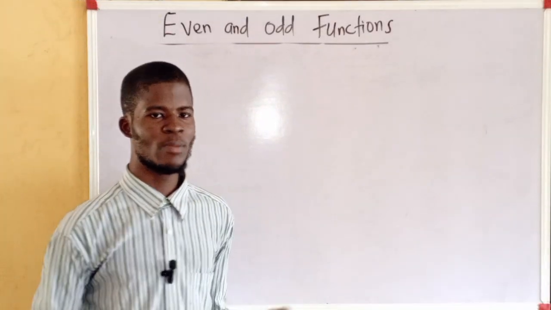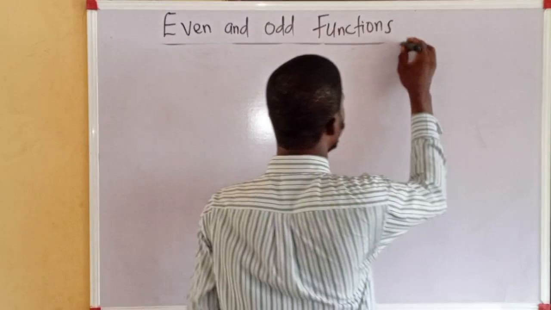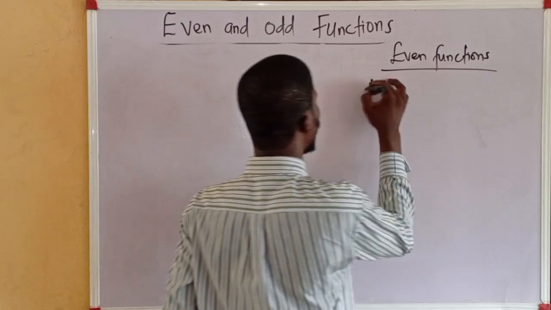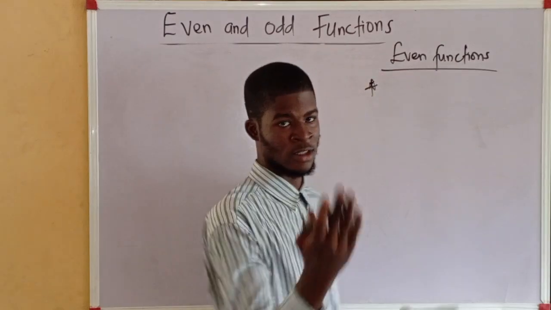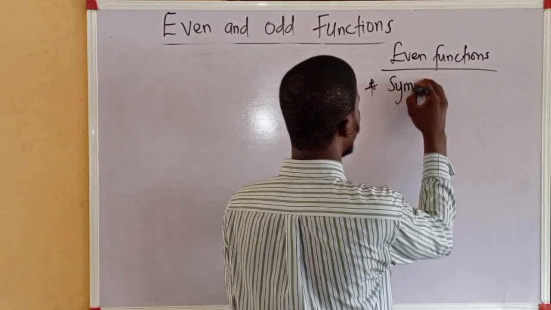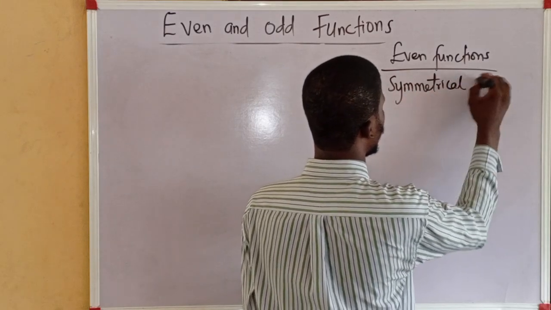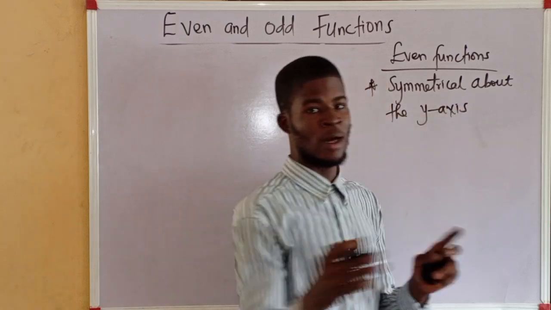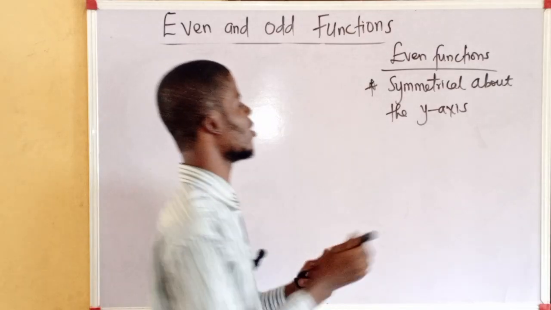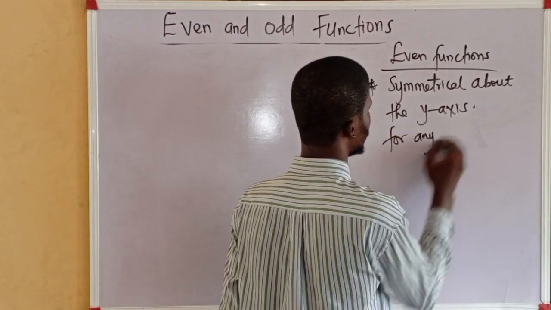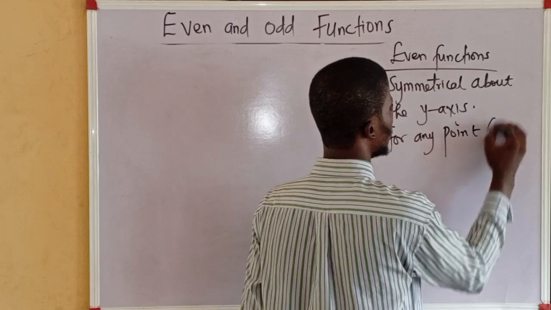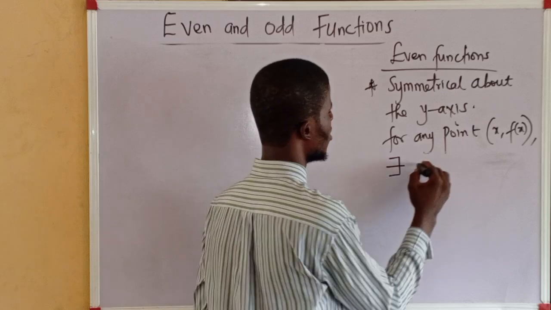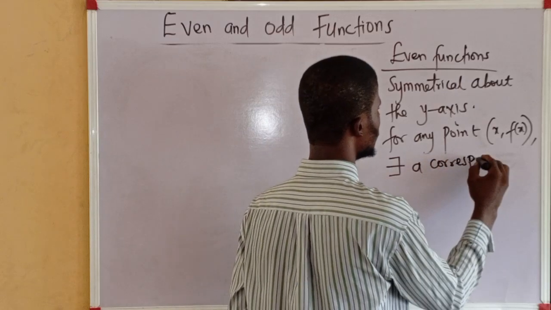There are some other things we should know about even and odd functions. For even functions, let's talk more about it. The graph of an even function is symmetrical about the y-axis. The graph is symmetrical about the y-axis. That is, for any point on the graph x comma f of x, there exists a corresponding point on the same graph.